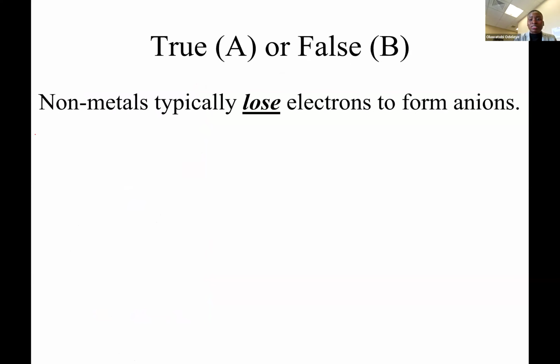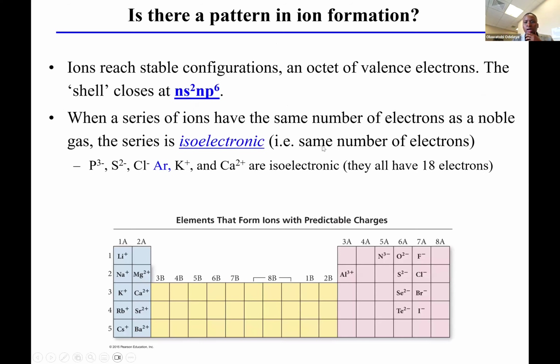Non-metals are typically going to gain electrons to form anions, so negatively charged ions. Again, we've covered that before, but those are important concepts for you to be able to talk about what it is that we're going to do, okay? So your nonmetals are on the right side of the periodic table. They're usually going to gain electrons. Your metals are on the left side, and they're usually going to lose electrons to form cations, okay?